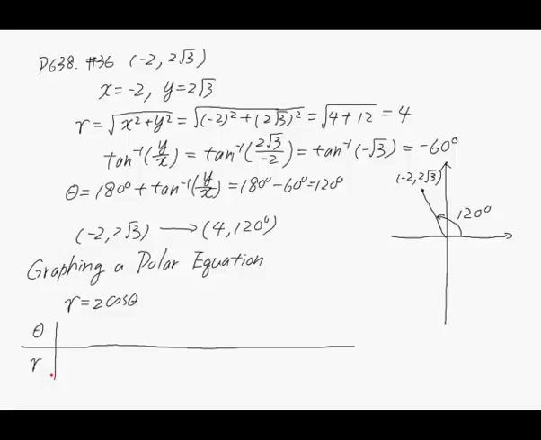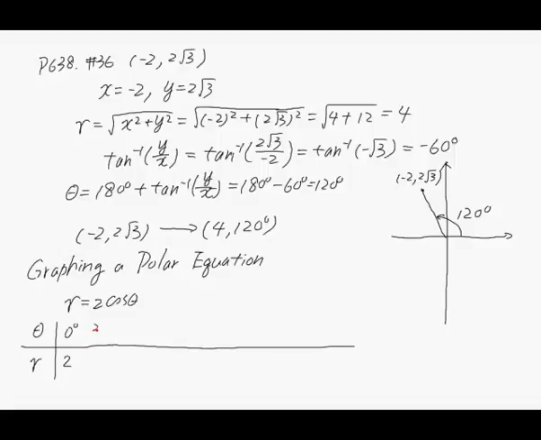And we just take some values for which we have the exact value for the cosine. So we let theta equal 0 degrees. Then we know cosine 0 degrees is equal to 1. 2 times 1 gives 2. So in this case, r is equal to 2.